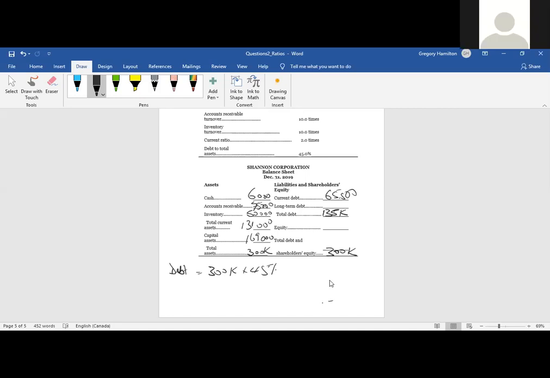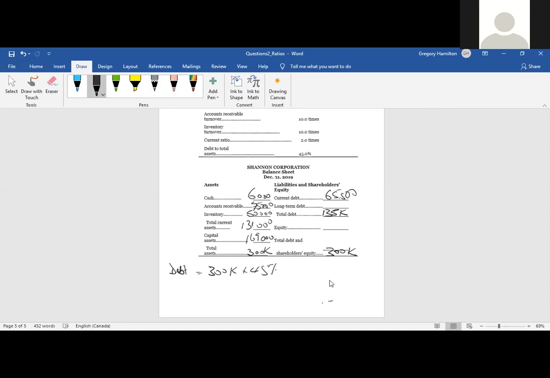This is just one question for you. How did you get the total debt and shareholders' equity? It's a balance sheet. So because it's a balance sheet, what's on the left-hand side must equal what's on the right-hand side. So 300,000 total assets must equal 300,000 total debt plus shareholders' equity. Sorry. That's okay.